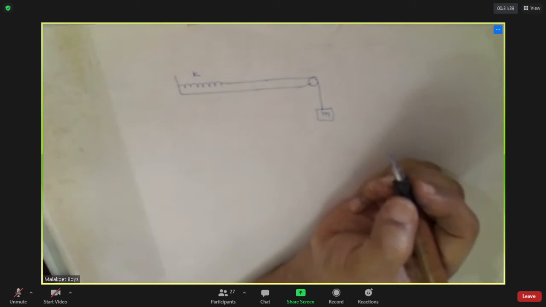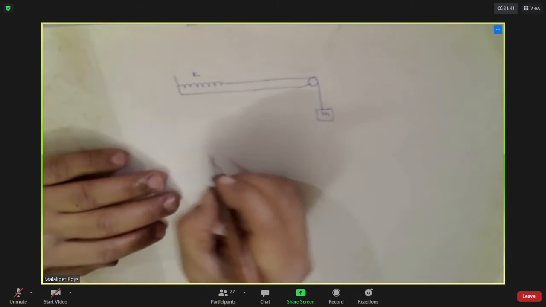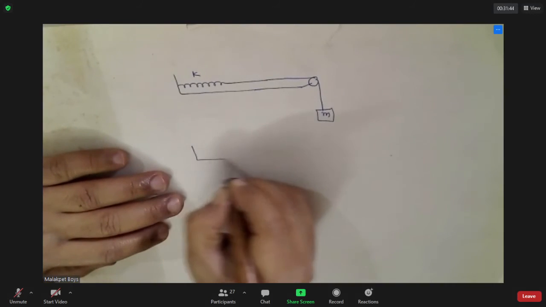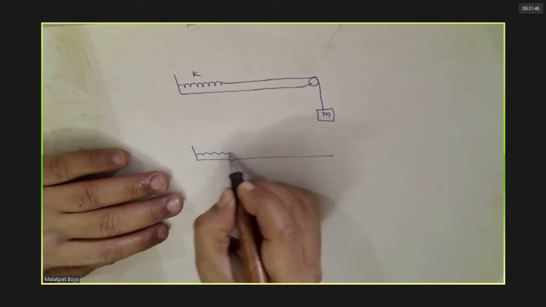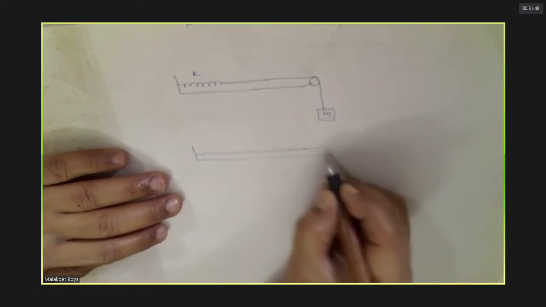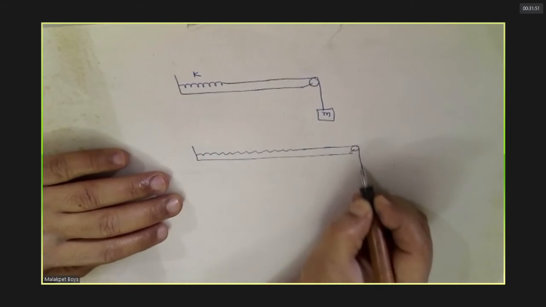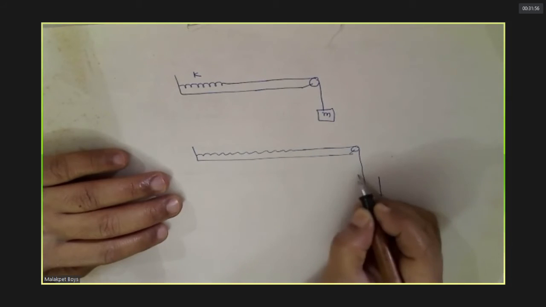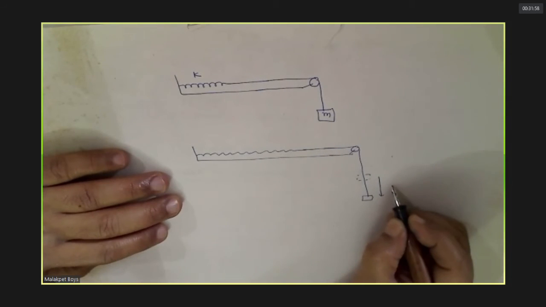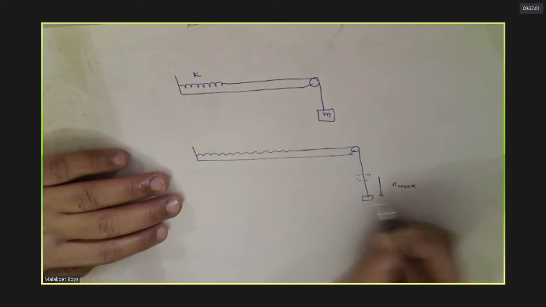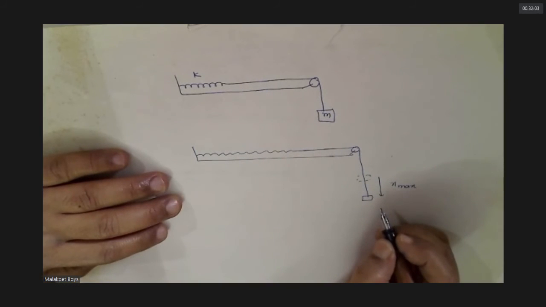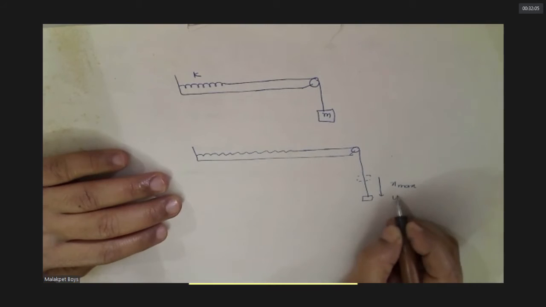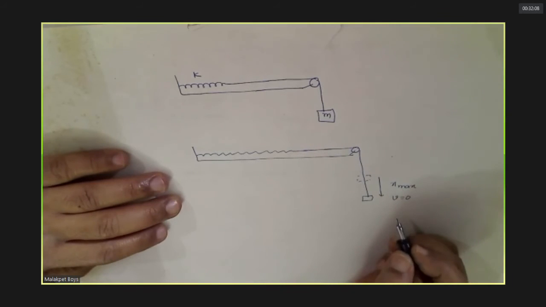Now suppose we need maximum extension. The spring is at maximum extension. That means the block has moved from its initial position by x max. Do you agree with this or not? Remember, velocity is zero, but acceleration is not zero.